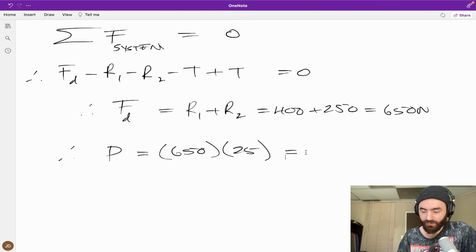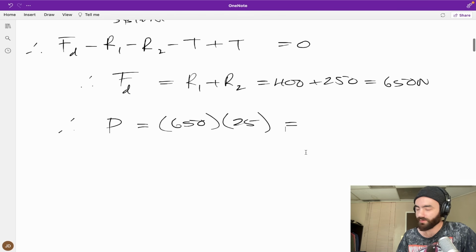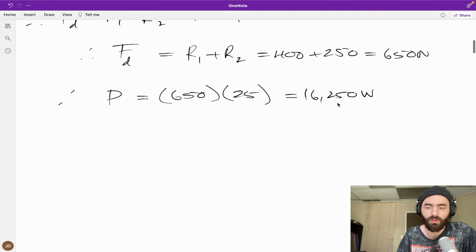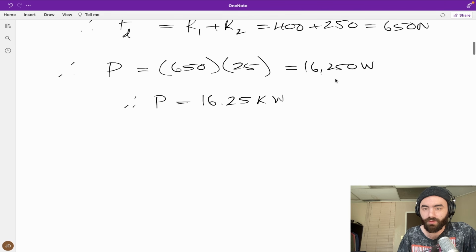25 times 650 is 16,250 watts. I usually like to write it in kilowatts because we usually get large numbers for power. So you say 16.25 kilowatts. This means 1,000. You times this value by 1,000, you get it in watts. That's the power.